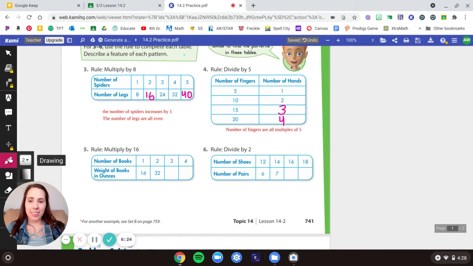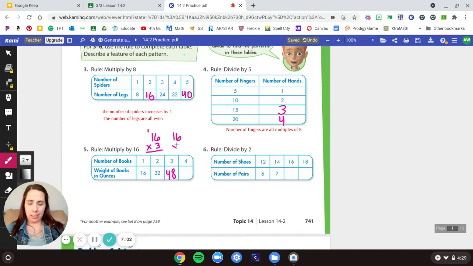Great. All right, rule, multiply by 16. So we have 1 times 16, 16. 16 times 2 is 32. So I might need to sketch this out and do 16 times 3. Well, 6 times 3 is 18. Carry the 1. 3 times 3 is 9, plus 1 more is 48. And then the last one I might have done 16 times 4.